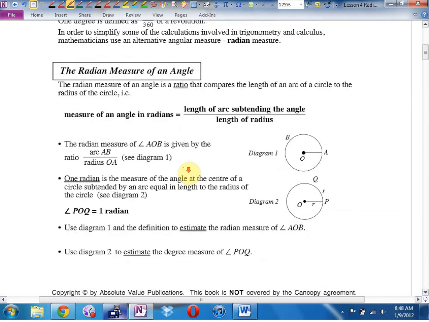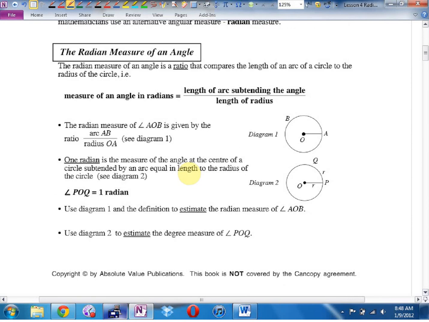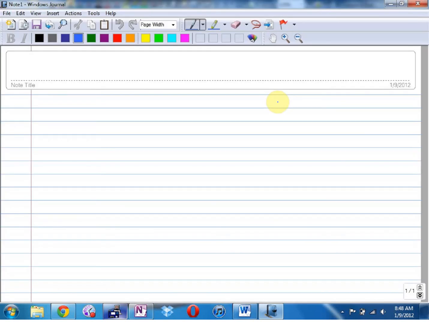Radians are defined. They're a ratio, and it's defined as the length of the arc subtending the angle divided by the length of the radius. Say what? Sounds confusing, I know. Here's how a radian is defined. If you take a circle. Doesn't look like a circle, Mr. Dueck. Yeah, I know.